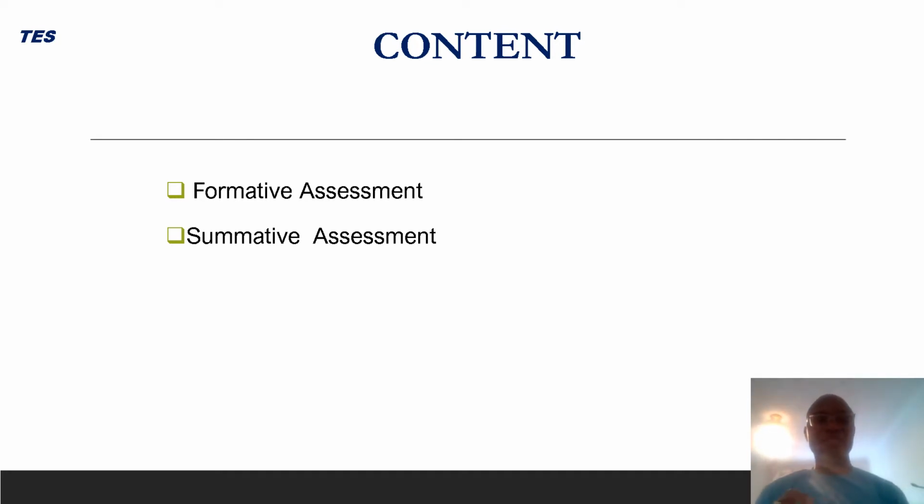The second one is the summative, which is a type of assessment that is undertaken at the end of a period. It can be at the end of the middle part of the module or at the end of the entire module. So it depends on how you structure it.